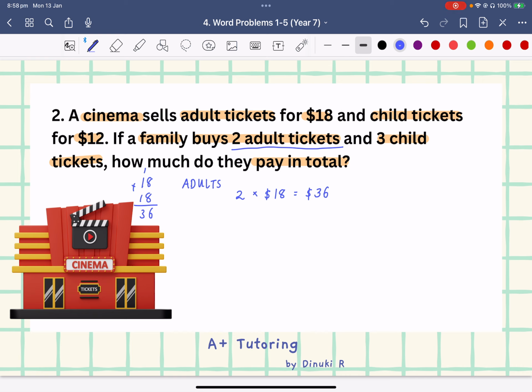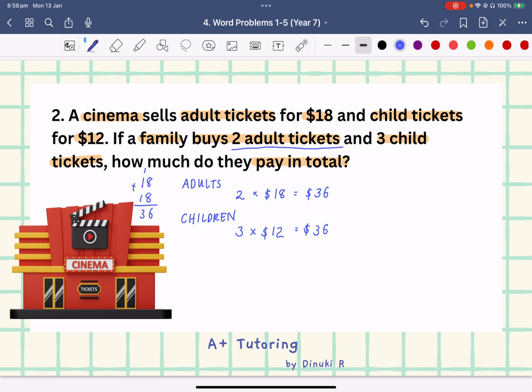How many children do we have to buy tickets for? 3 children. So that means we need to do a simple multiplication again, which is 3 times, and how much do the children's tickets cost? They cost $12. So this gives us again 3 times 12, and conveniently, that's also $36.